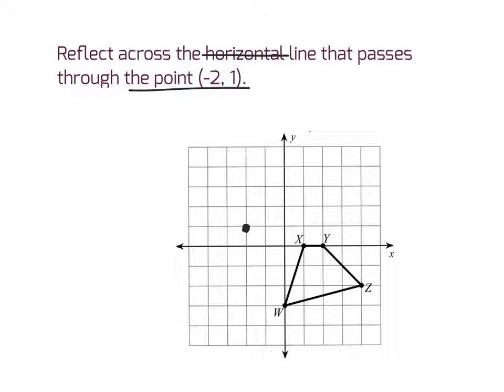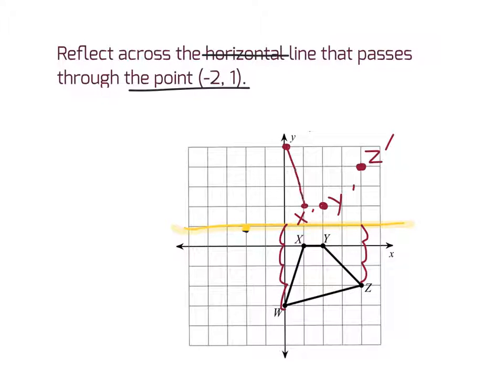Then it says horizontal line. So I'm going to draw a horizontal line through that point, and then I'm going to follow my same method of highlighting that line of reflection, and then I'm going to reflect over that line. So Y is 1 below, so Y prime would be 1 above. X is 1 below, X prime would be 1 above. Now Z is 1, 2, 3 below, 1, 2, 3 above. And then W was 1, 2, 3, 4 below, 1, 2, 3, 4 above.